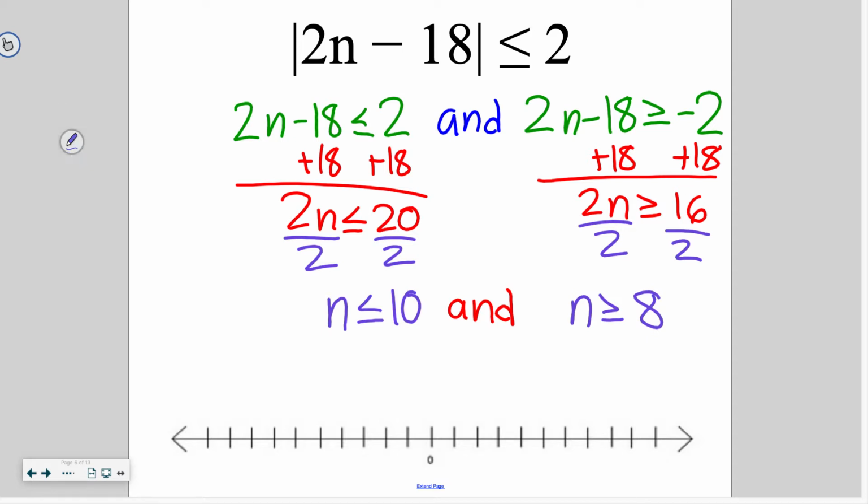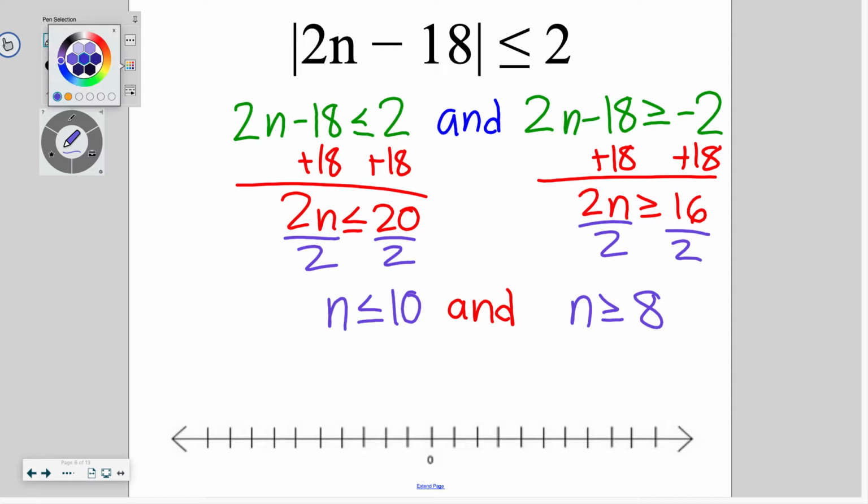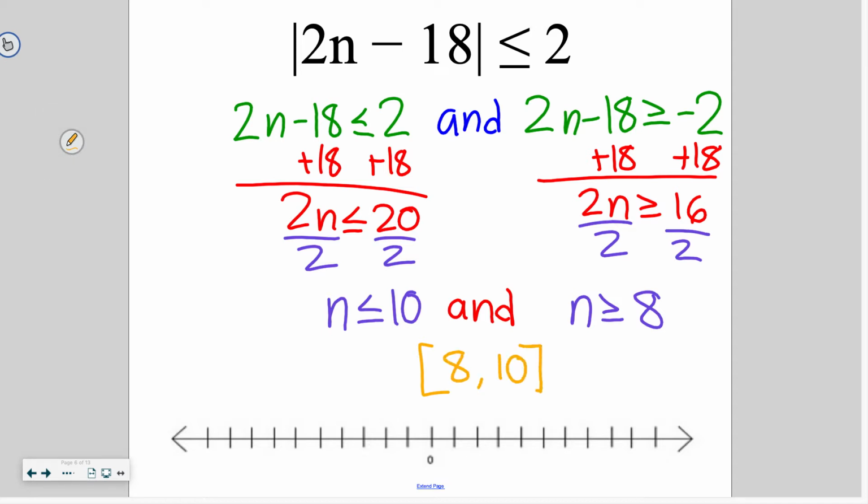Now you're going to want to make sure you write this in set notation. It's an and statement, so it's going to be written as one group. My smaller number is 8, comma, my bigger number is 10. And we are using square brackets this time because we have that greater than or equal to part on it. So on the graph, I'm going to come up and go all the way to 8 and put my first square bracket, and then go to 10 and put my second square bracket. So again, that's using the brackets instead of the points when we put it on the graph.